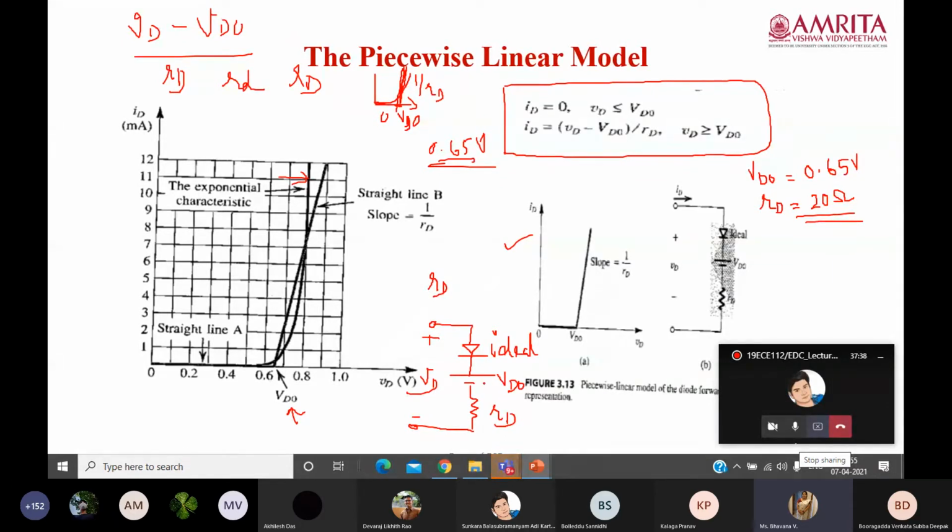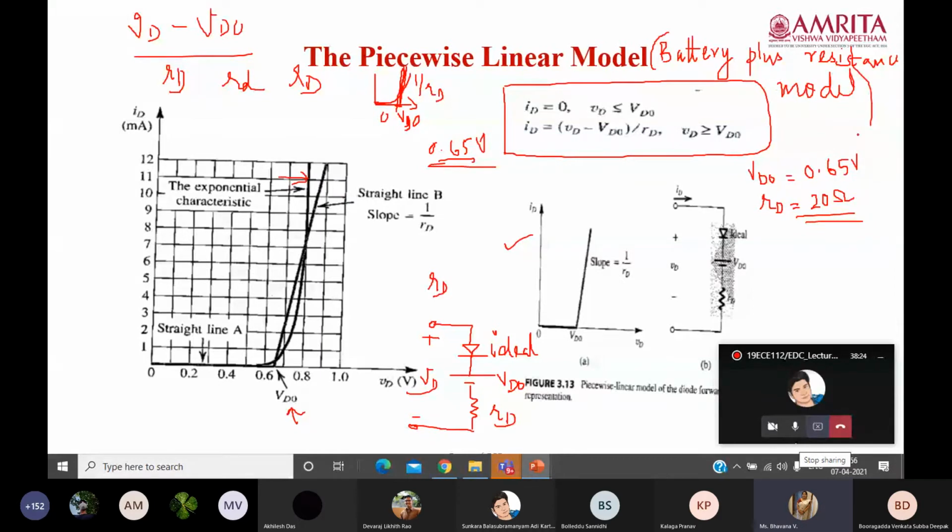Yes. Now there is another name for this piecewise linear model. What is this VD naught? It is a battery. What is this? Resistor. So the piecewise linear model is also known as the battery plus resistance model. Sometimes in the question you can see this name. So you must know it is the piecewise linear model, the battery plus resistance model. Since it uses a battery and resistance, it is called the battery plus resistance model.